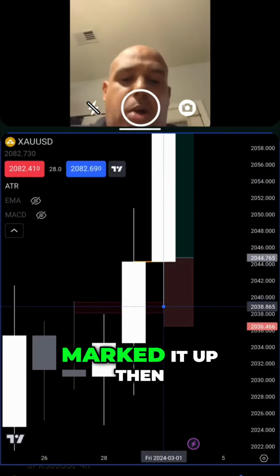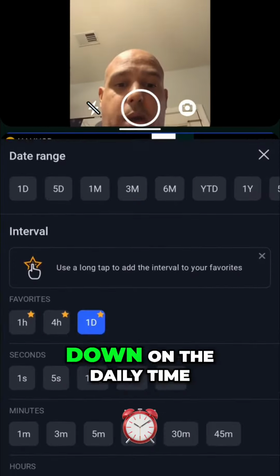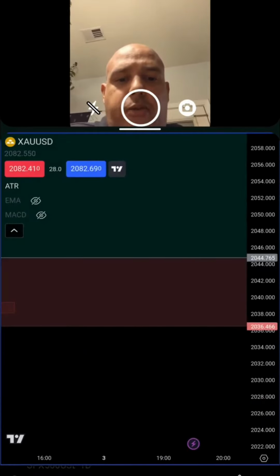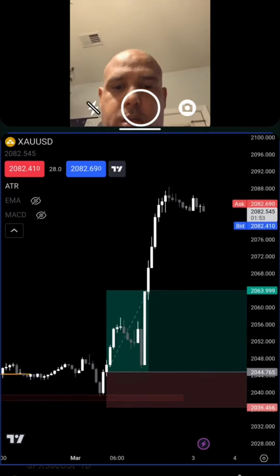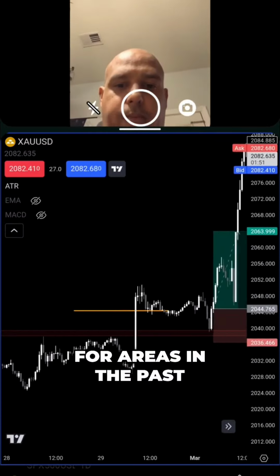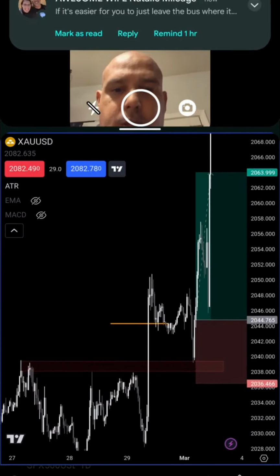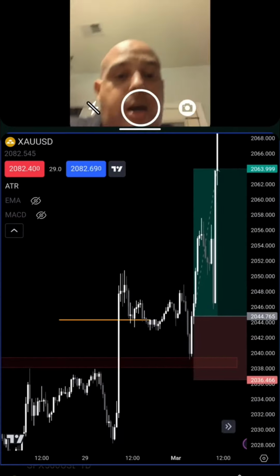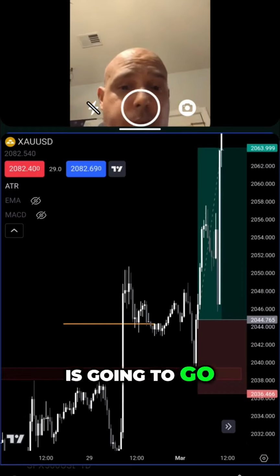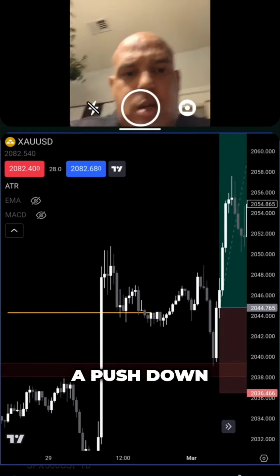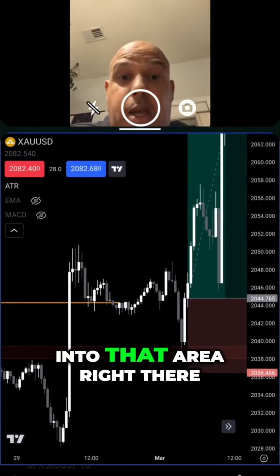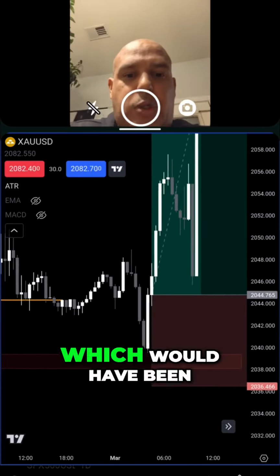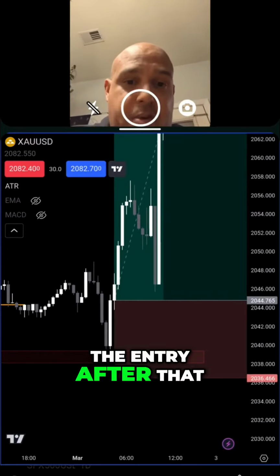So once I've marked it up, then what I do is I'll go down on the daily time frame down to the 30-minute time frame. From down here, I'm just looking for areas in the past that make sense on where I can actually see where price is going to go. And so we get a push down into that area right there, and we get a strong reaction from there, which would have been the entry after that.